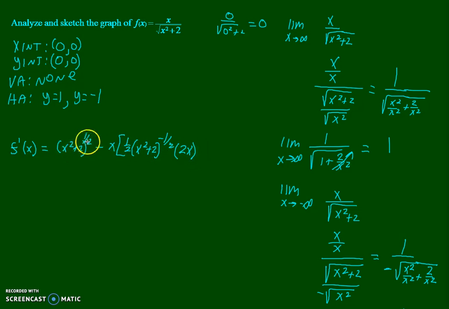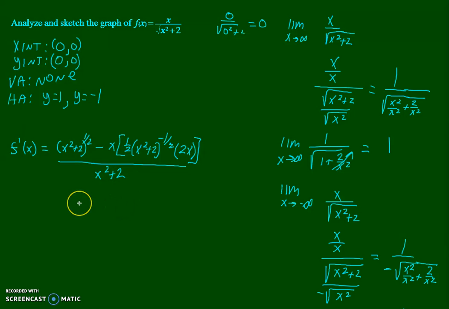So that's low, d high minus high, d low, all over low squared. And the square root of something squared is just that thing.